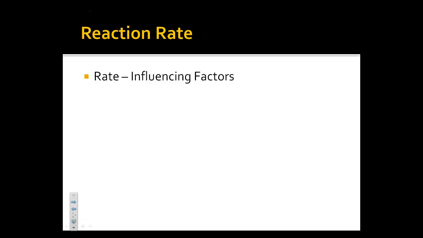This video cast is about reaction rate. In this video cast, we're going to learn how to write rate law expressions and also see how changing different factors will affect reaction rate. We're going to start off talking about rate influencing factors.